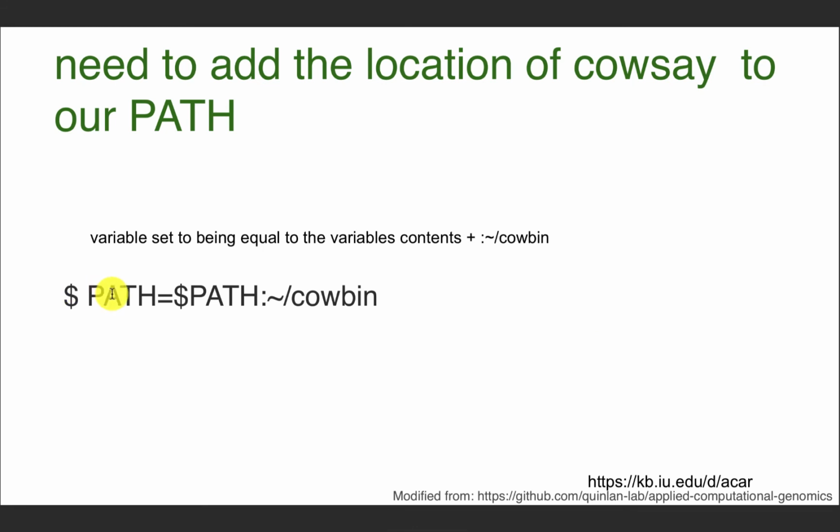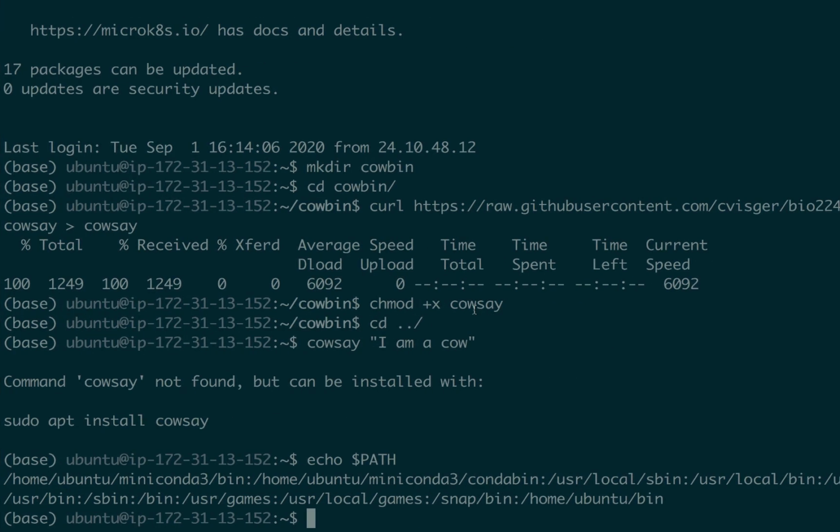The easiest way to do that is, whenever you want to set a new variable, you put the variable name followed by an equals sign. And we can get kind of clever with this. There's two ways we could do this. We could copy and paste the original contents of PATH here, or we could say we want our PATH to be equal to our PATH variable, so all the contents of it already, with another colon, and then /home/cowbin. If we do that, it's just going to add cowbin onto the end. So we can copy that, or we could type it.